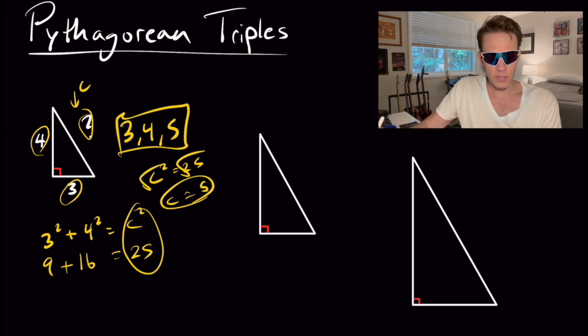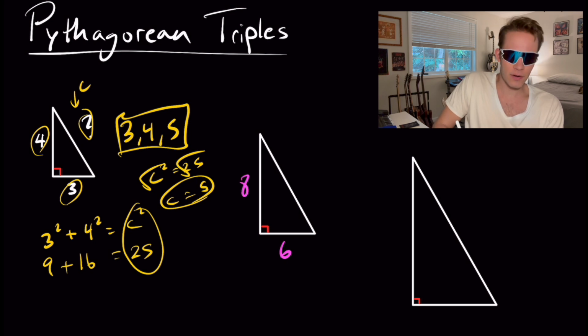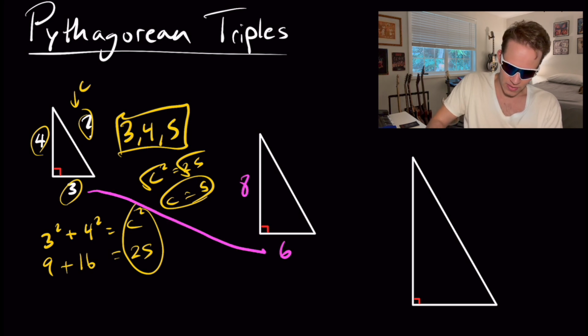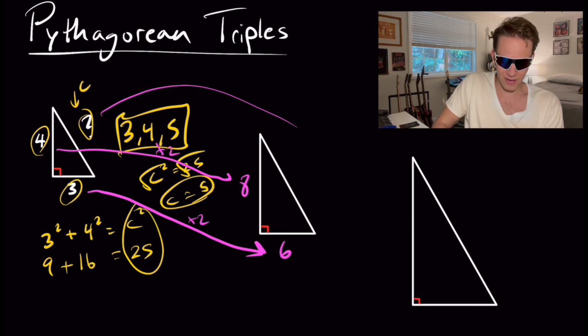And for multiples of 3, 4, 5 triangles, the same logic and the same rule applies. So for example, if I had 6 down here and then 8 over here, well, I just multiplied this 3 by 2, and then that 4 also by 2. So I'm going to do the same thing over here for the hypotenuse. I got 5 as the hypotenuse in the last triangle, so this one's going to be 10. So multiples of these Pythagorean triples also apply to the same rule.